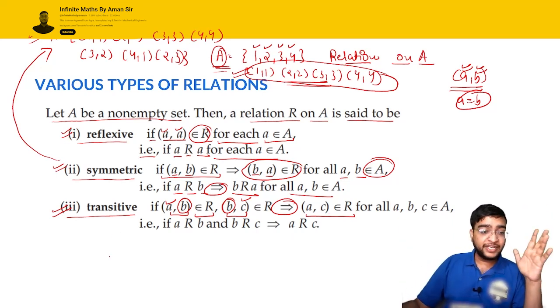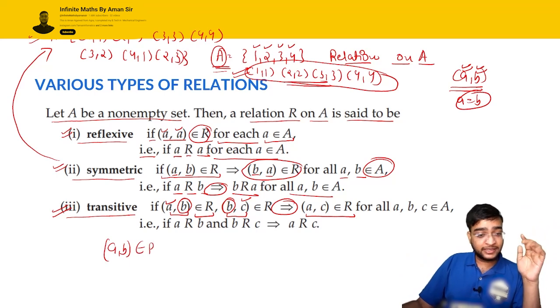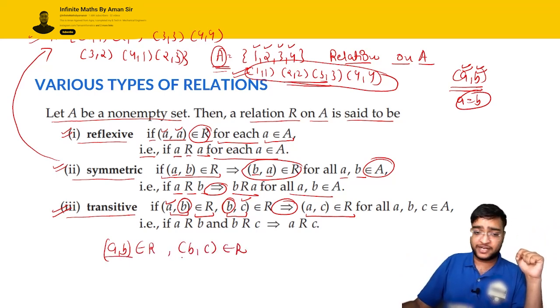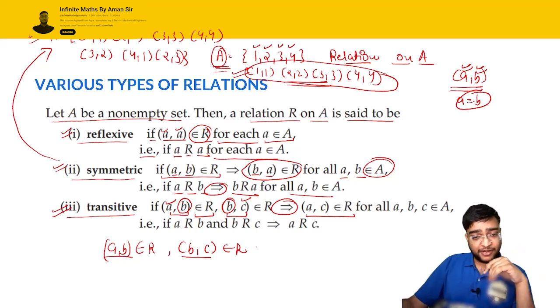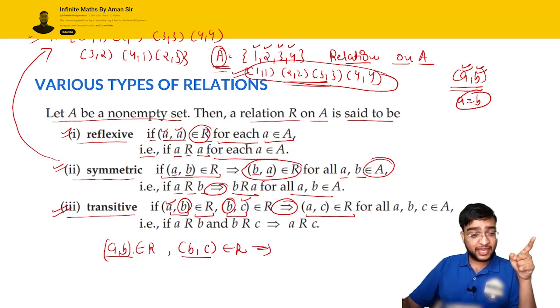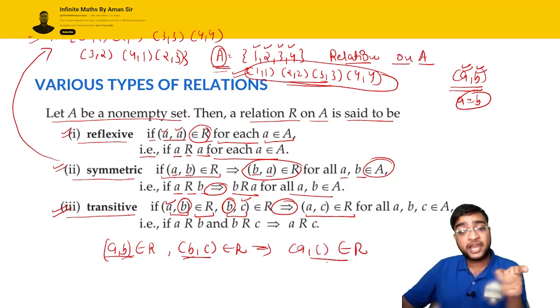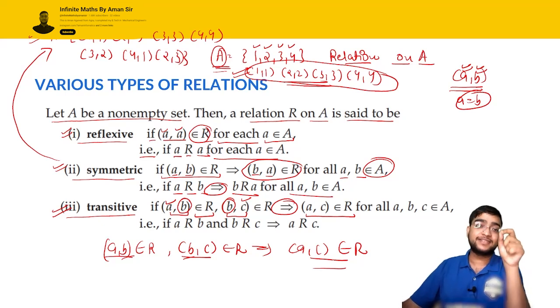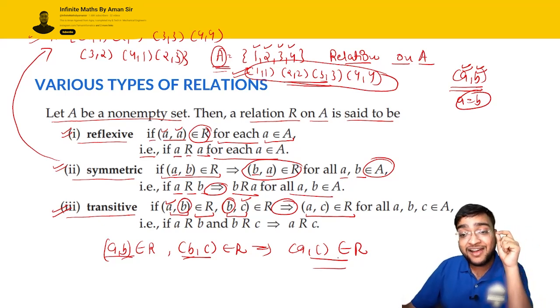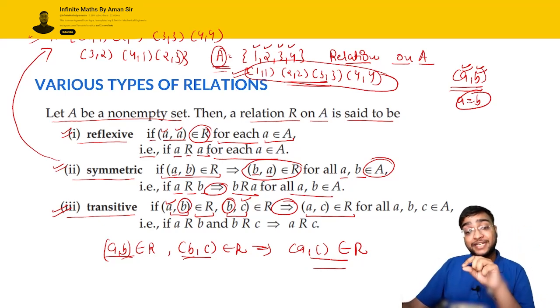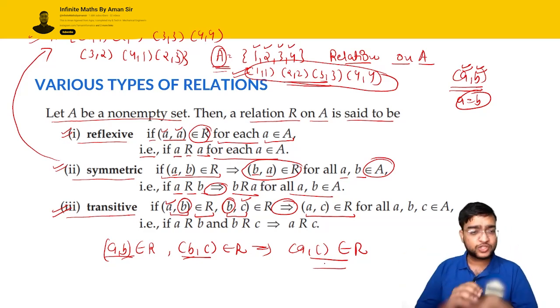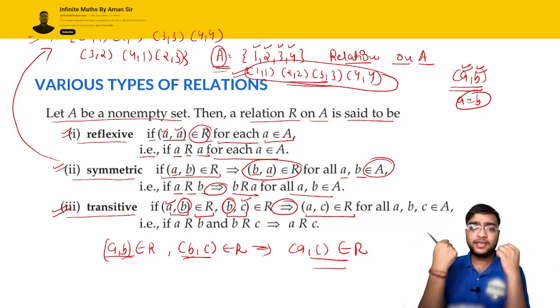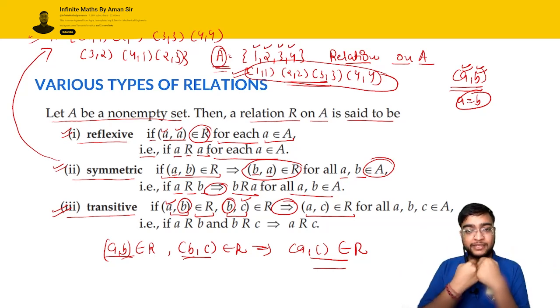Let's see. If I take (a, b) in my relation, and (b, c) is also in my relation, I just find the two pairs here. Then it implies that the common element goes away, and I can say (a, c) is also in my relation. If this happens, then I can simply say this is my transitive relation. So this is all about the theory part that I must give you, and this is enough theory for you.